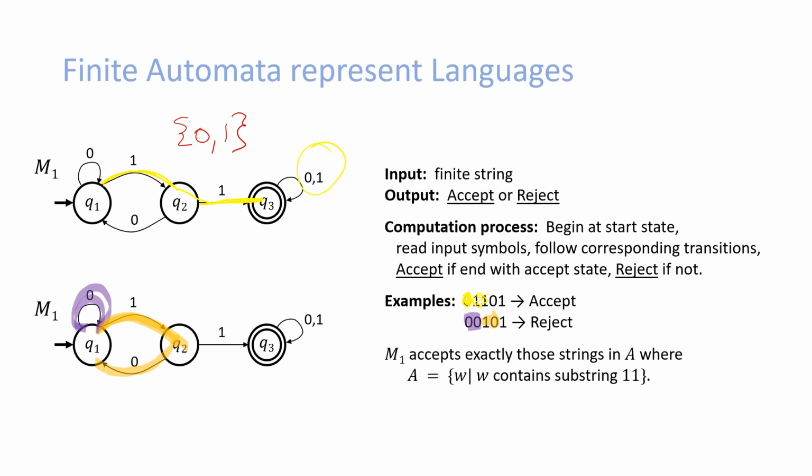So the machine M1 accepts exactly those strings in A, where A is equal to the set of W such that W contains a substring 1, 1. And that follows because you can see that we follow from Q1 to Q3 by having 1, 1, at which point you never escape. But if you only see a single 1, it's always going to take you back to Q1. Good. So let's do some more examples to get a better intuition of what's going on.